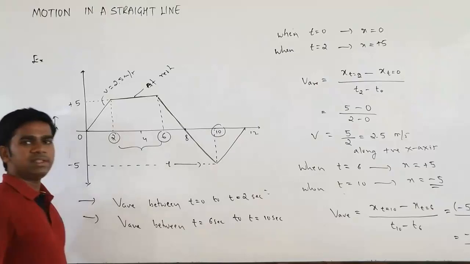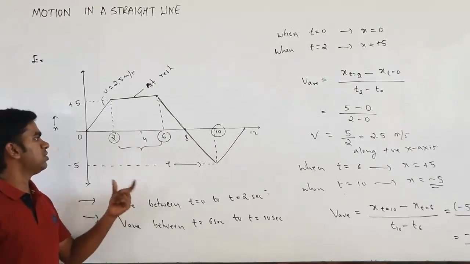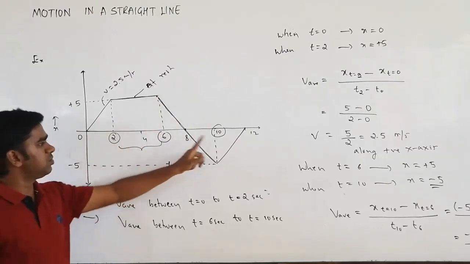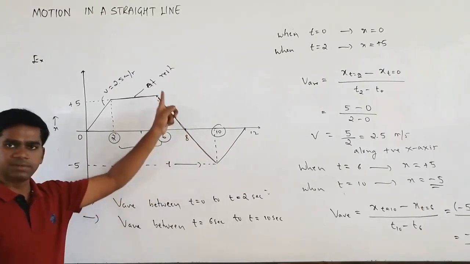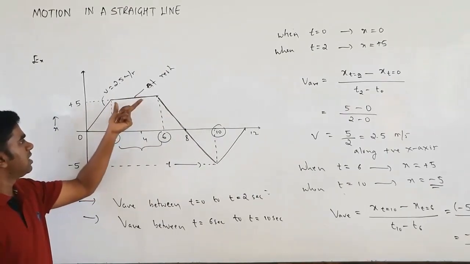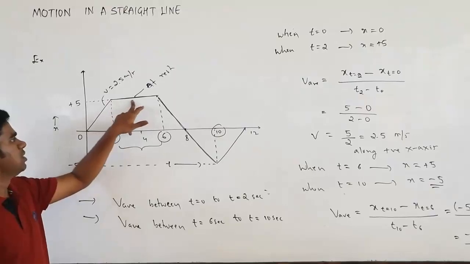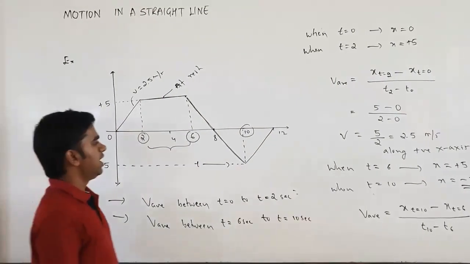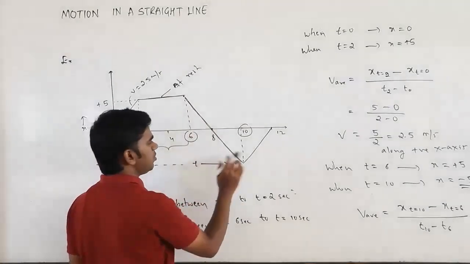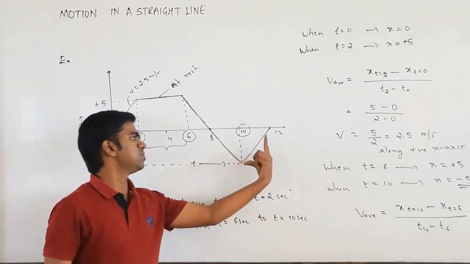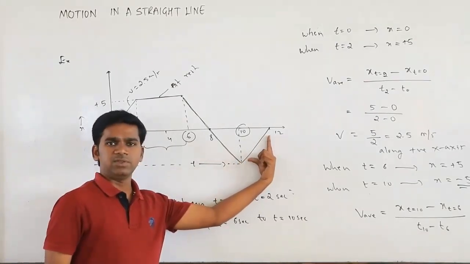So that is why they are not asking average velocity between 2 to 6. Instead they are asking between 6 to 10. Why? Because the body is in motion. Okay. So I hope you are getting why the graph is a straight line parallel to the x-axis, because position is not changing, which means the body is at rest. Here the position is changing, which means the body is in motion. So you may calculate here also what the average velocity is.